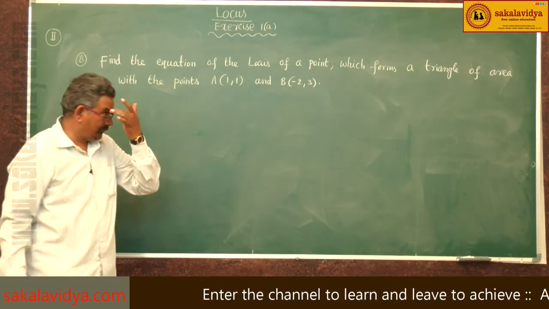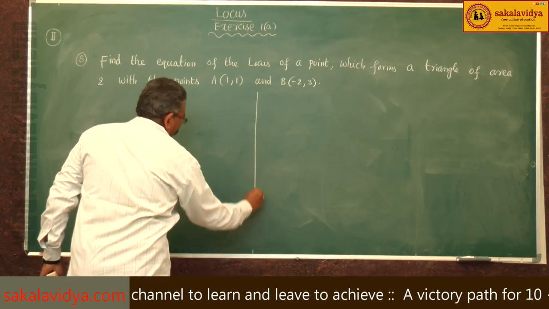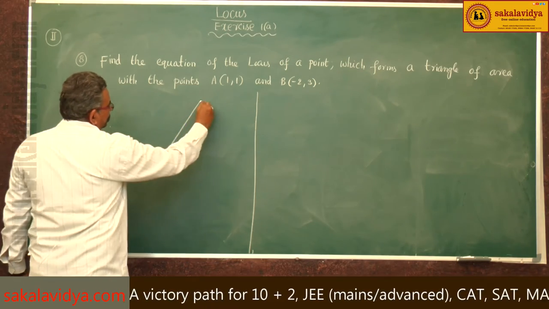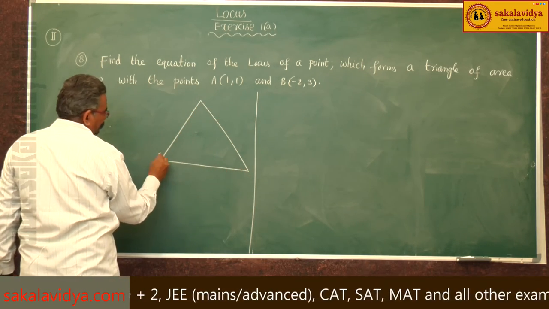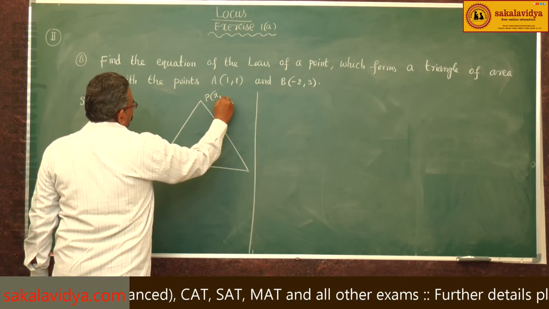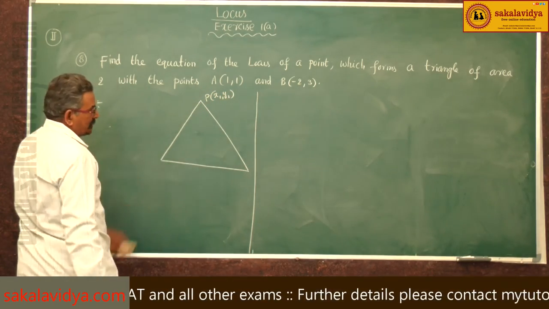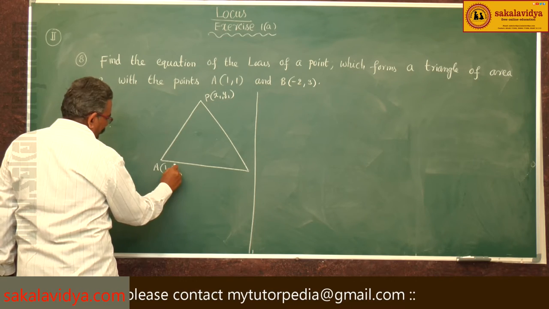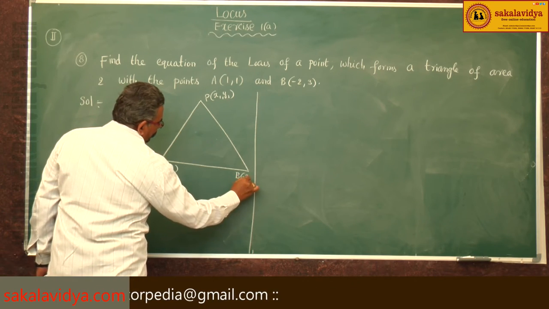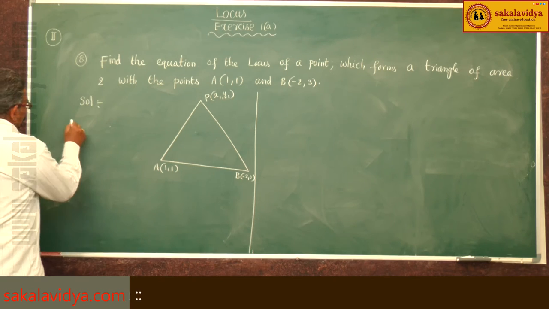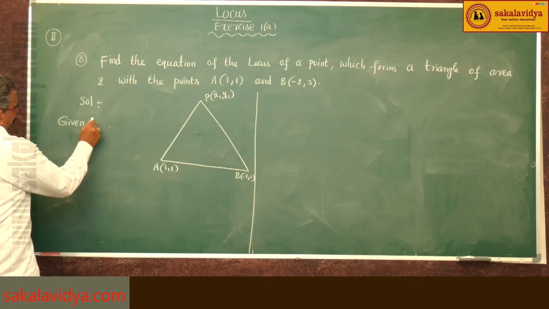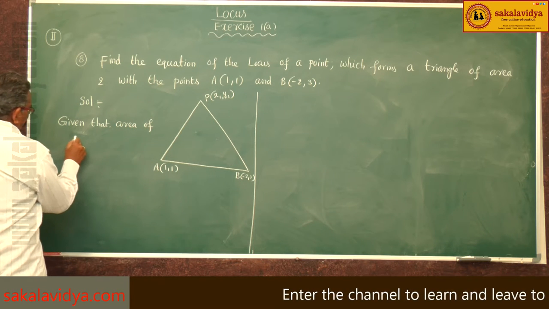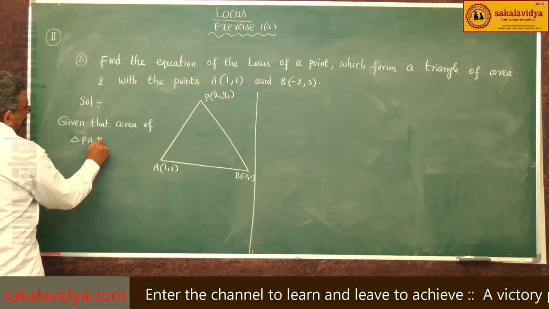Okay. Let us find out. So let us draw a triangle. This P(x1, y1) is one of the vertices, the moving point. The other two vertices are fixed, say A(1, 1) and B(-2, 3). Here it is given that the area of triangle PAB equals 2.